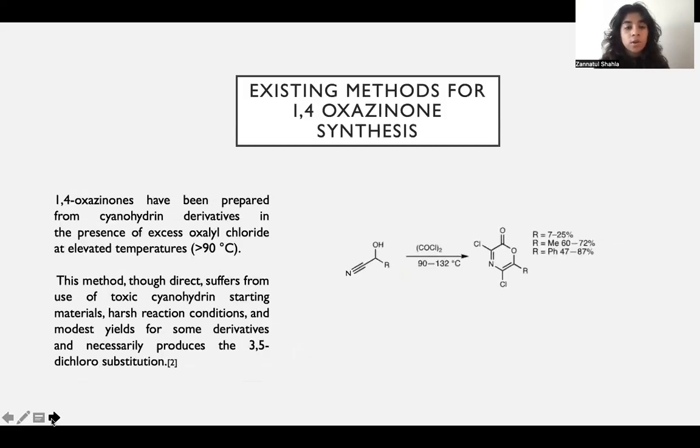Existing methods for 1,4-oxazenone synthesis include using cyanohydrin and oxalochloride at elevated temperatures to afford a 3,5-dichloro substituted oxazenone. The issue with this pathway is that cyanohydrin is toxic, and the reaction conditions of 90 to 132 degrees to get the desired oxazenone are unfavorable. And we only have one substitution area, one place where a different R group can be added.